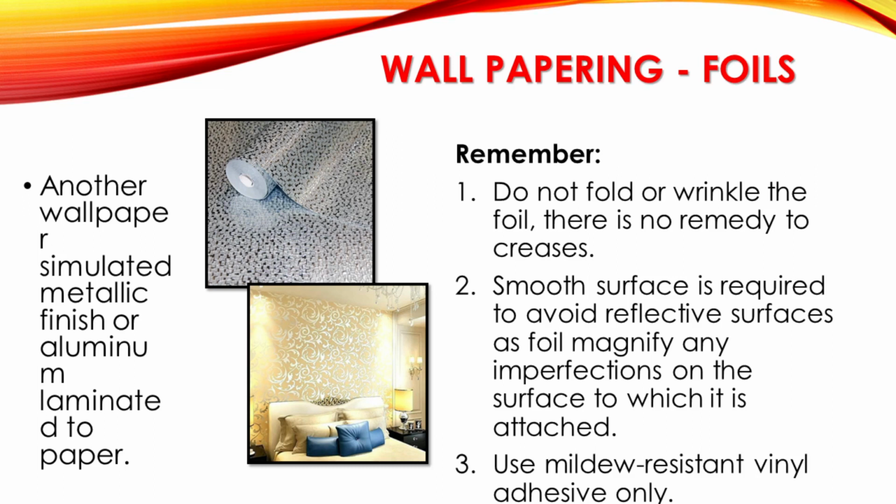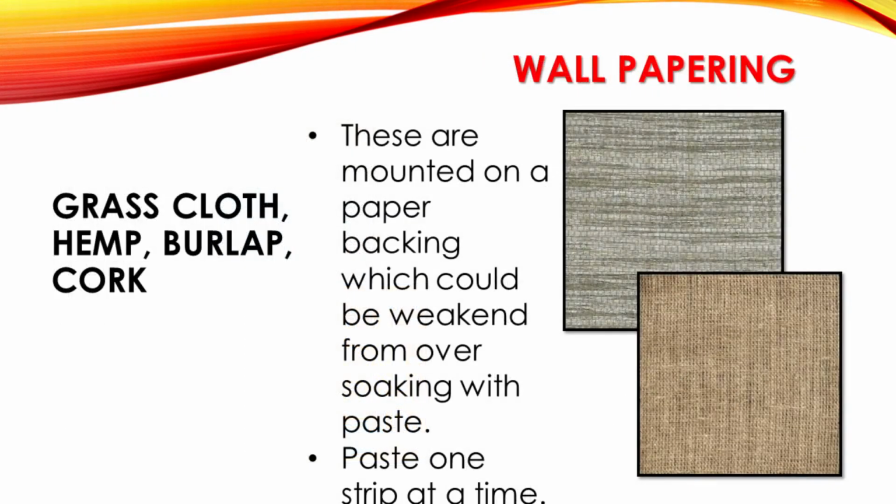Foil wallpapers are possibly the most varied, dramatic, and exciting range of wall coverings you can buy, but are also one of the most difficult to hang successfully, because they are made from thin metallic foil in a range of plain colors or patterns screen printed onto the surface. Grass cloth, hemp, burlap, and cork are materials which are mounted on paper backing, which could be weakened from over-soaking with paste. Hence, paste one strip at a time.